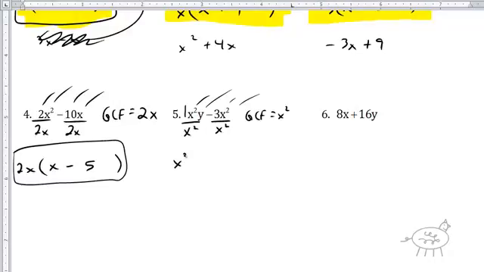And I get x squared in parentheses, then the x squareds cancel. I just get y. And the x squareds cancel, and I just get minus 3. And that's your answer. Okay?